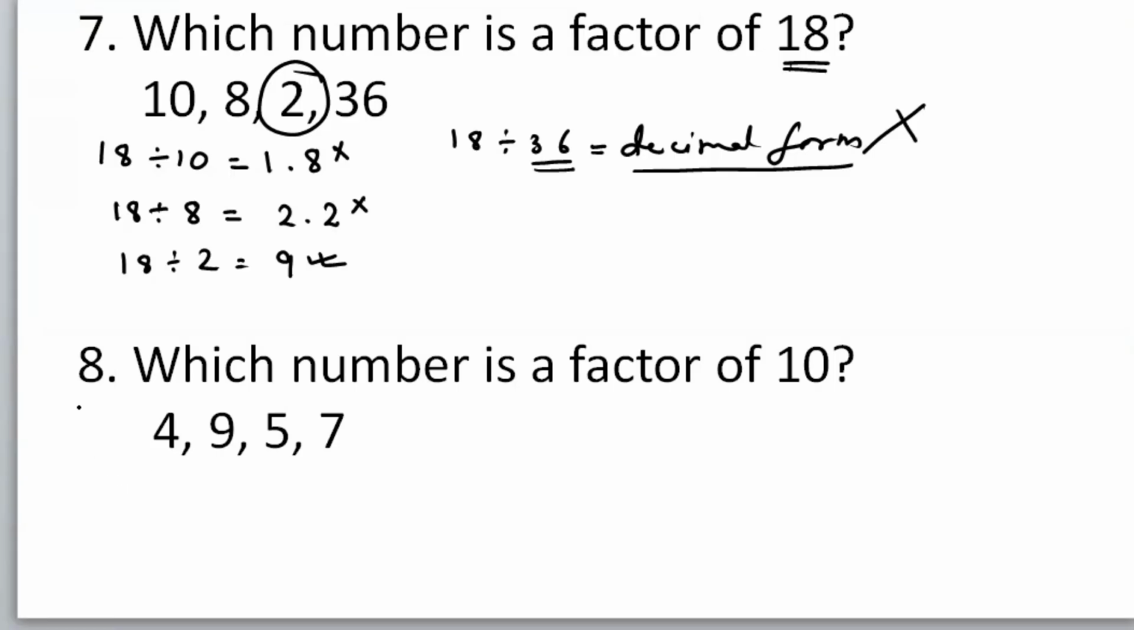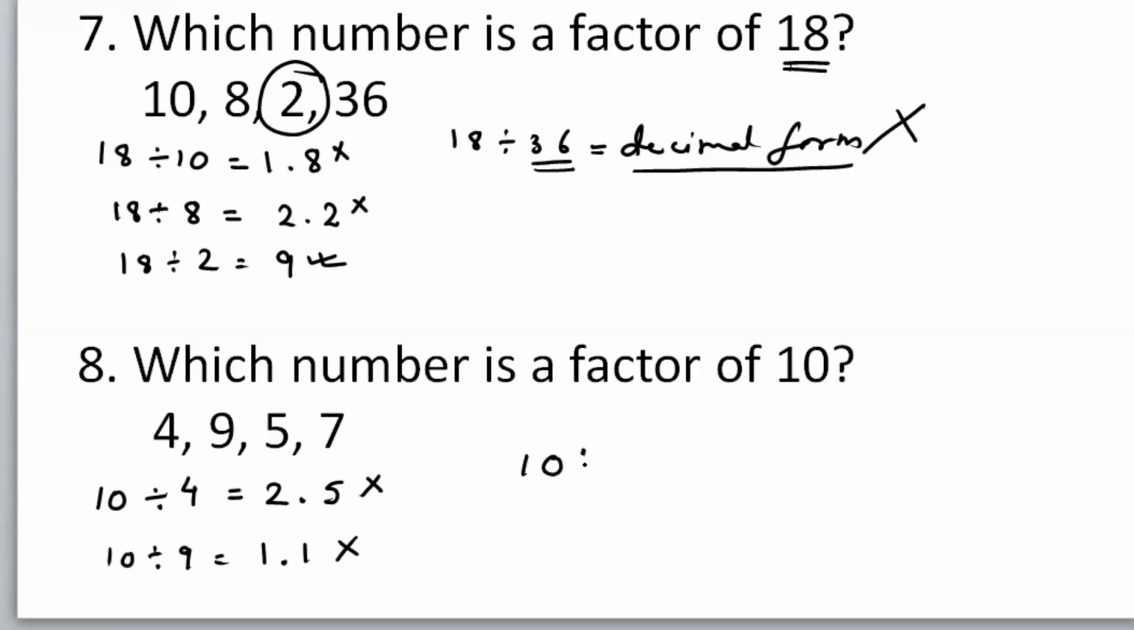Now let's go to question number 8. It says, which number is a factor of 10? 4, 9, 5 or 7? Out of these numbers, which is a factor of 10? So divide 10 by the first number, that is 4. It will be 2.5. It comes in decimal, so it is not a factor of 10. Now 10 divided by 9 will be 1.1. So this is also not a factor of 10.